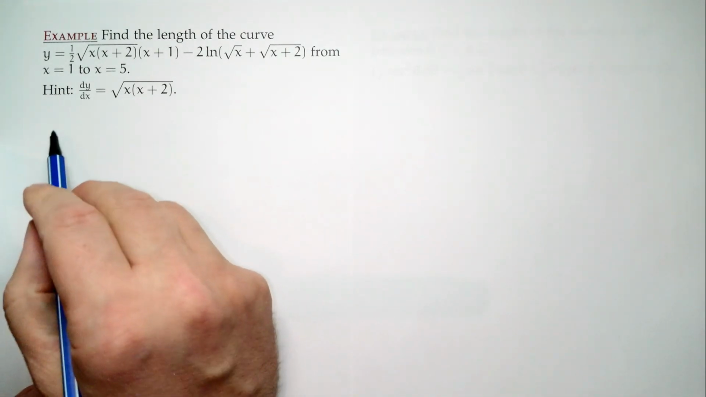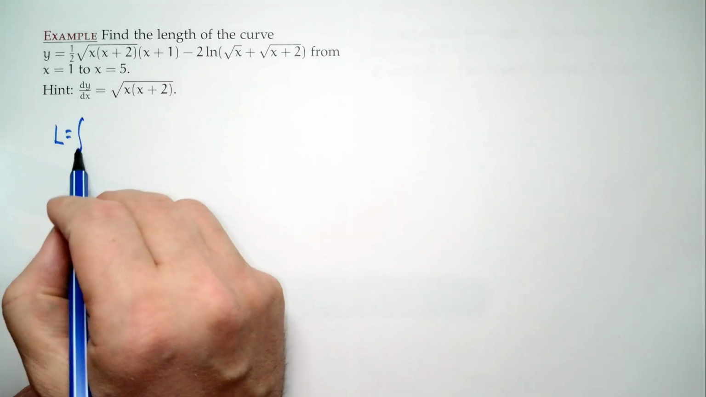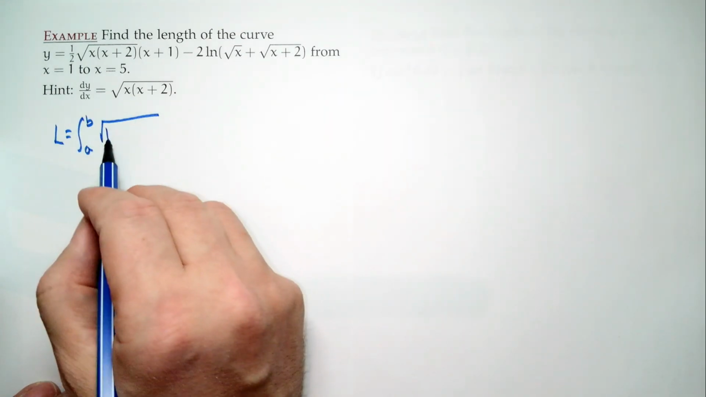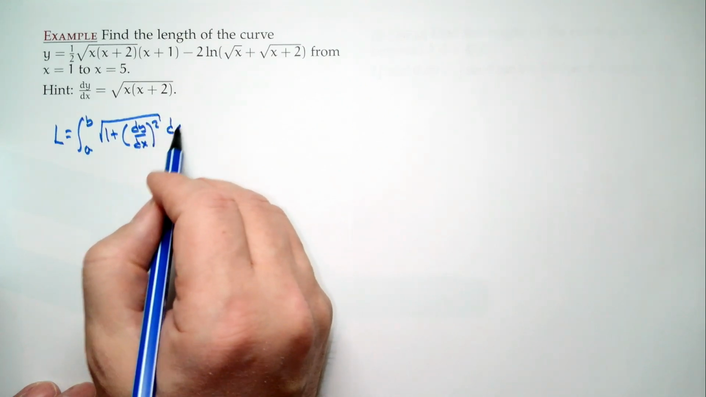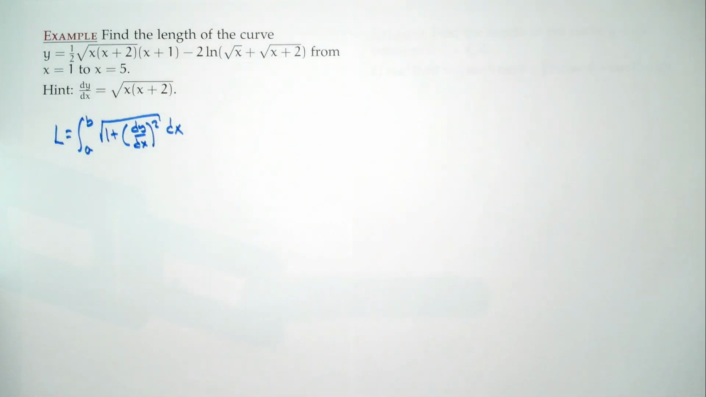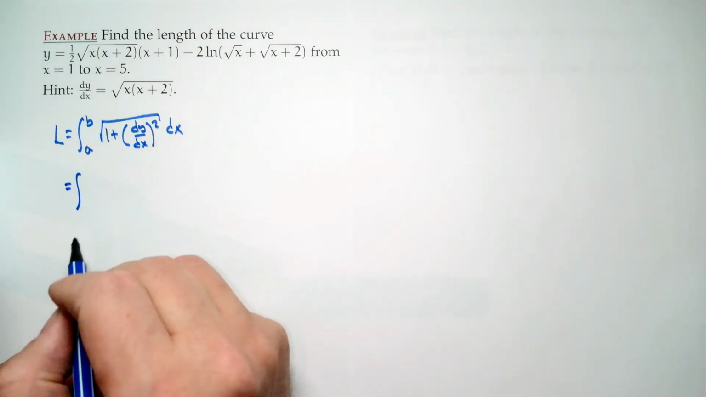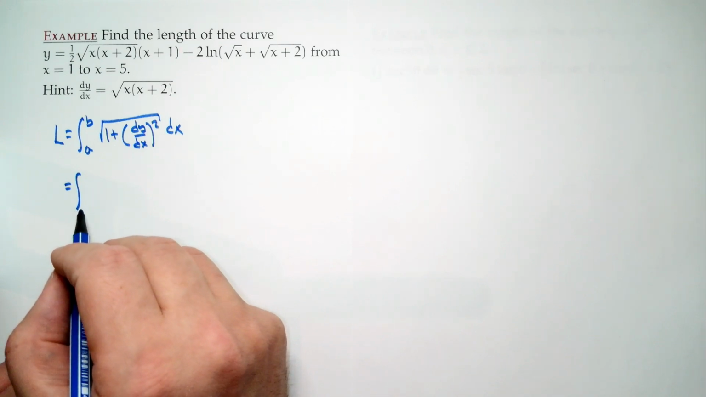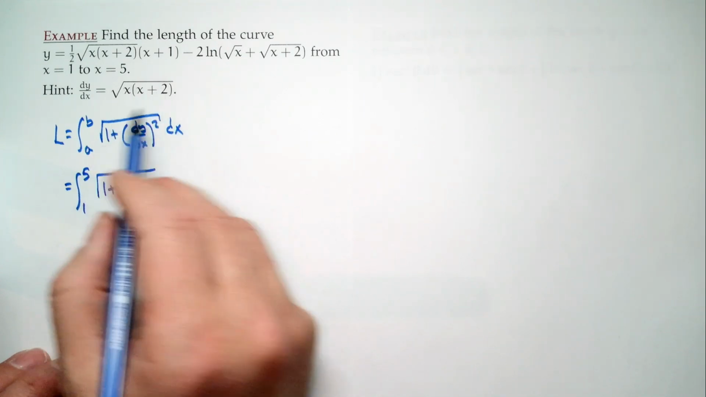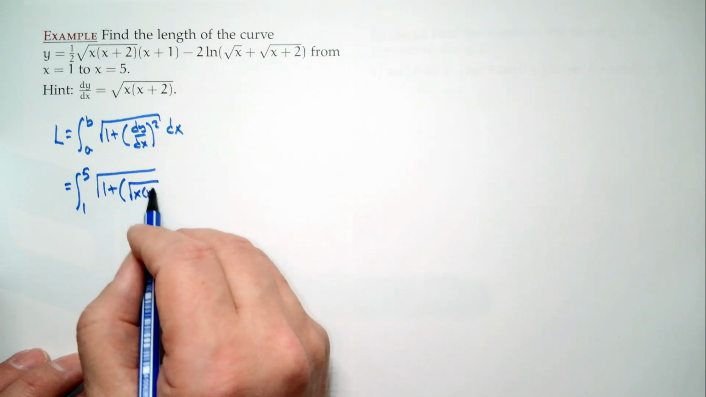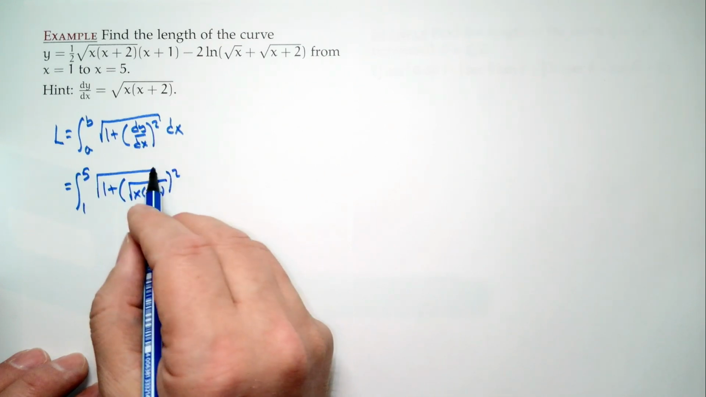Okay, so the length. Well, the integral from a to b of the square root of 1 plus, and instead of f prime, I can write dy dx squared dx. That's another way to write the formula, because we can think of the f prime as being the derivative. Well, so for us, what are our bounds? 1 to 5. We have the square root of 1 plus, and we plug in the square root of x times x plus 2 squared.